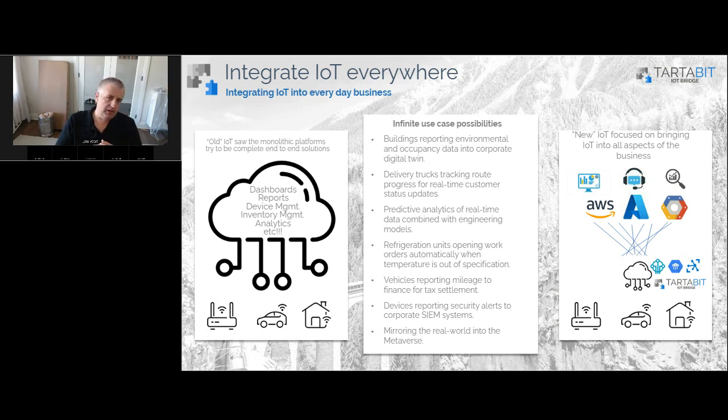Oh, we use environmental data from our buildings to report occupancy. We blend that in with the digital twin so that we can have real-time presence. We also redirect our HVAC system to only work on the occupied rooms. That's part of our green initiatives. We have our delivery trucks where we're doing route optimization. The use cases are off the charts, and it's no longer about a single consumer of that data.